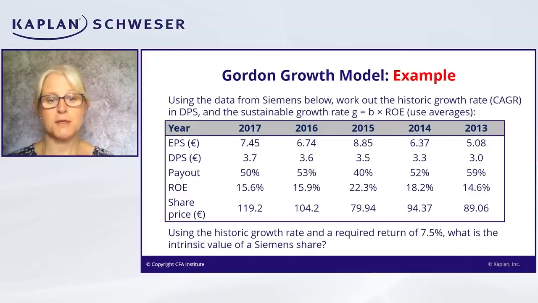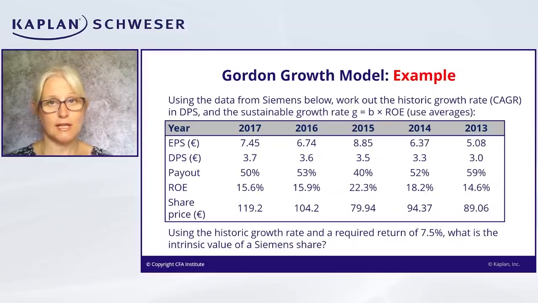So we've got the earnings per share and we've got the dividend per share. There's a bit of rounding in there, but from there we can work out the payout ratio, the proportion of the profits that were paid out as dividends. So a little bit of variability there.